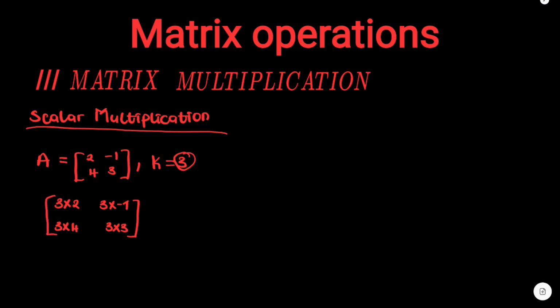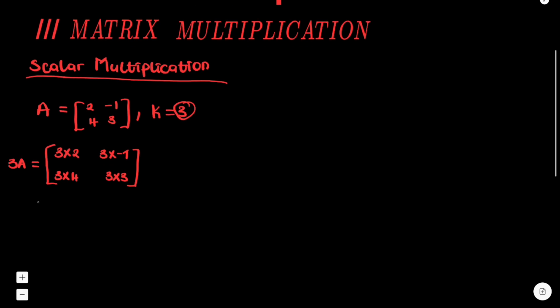So to multiply the matrix by the scalar, we are going to multiply the scalar by every element. So this is basically 3A. In this matrix, we will have 3 times 2, which is 6, 3 times minus 1, minus 3, 3 times 4, 12, and 3 times 3, 9. So this is what we are going to have for that matrix.